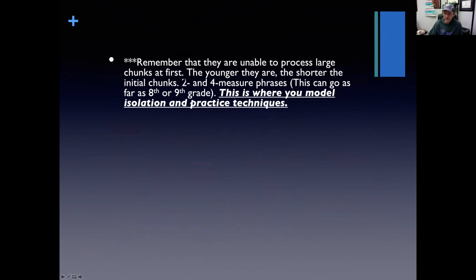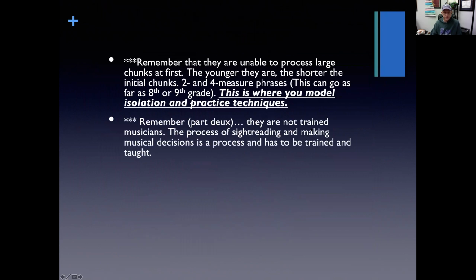Okay, this is beginning band techniques. So 2 to 4-bar phrases. Okay, and this can go as far again as 8th or 9th grade, depending on their developmental level. They're not trained musicians. Keep this in mind. The process of sight reading and making musical decisions is a process and has to be trained and taught.